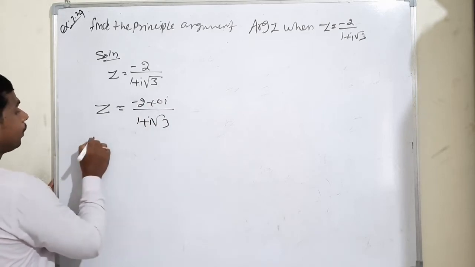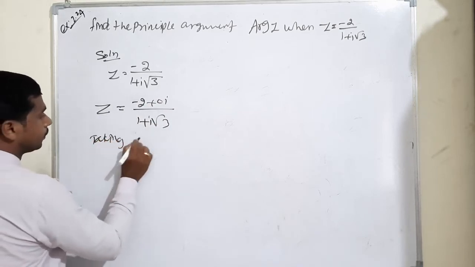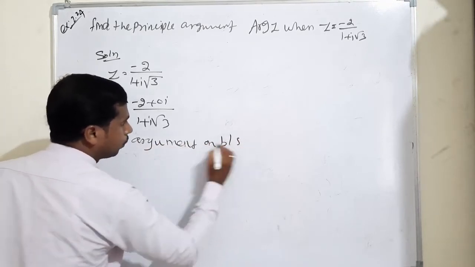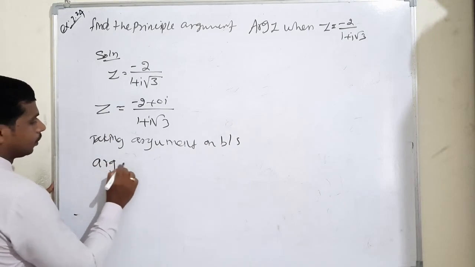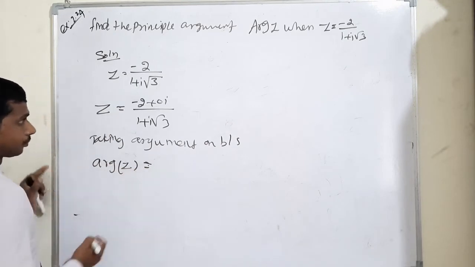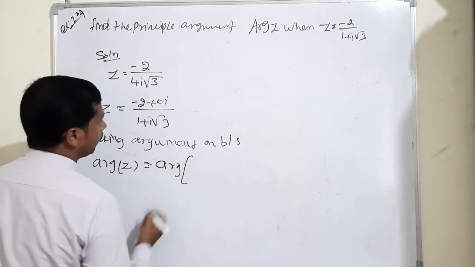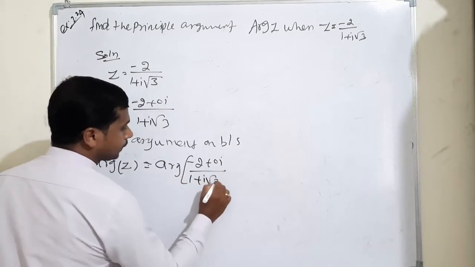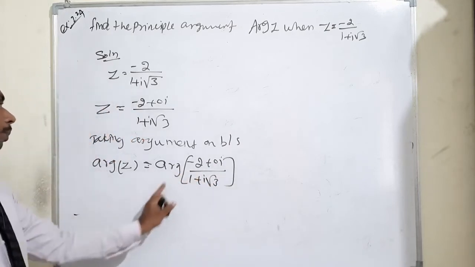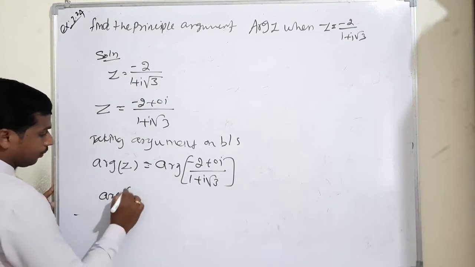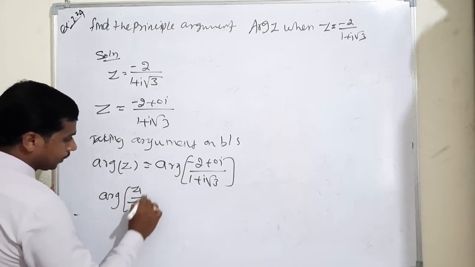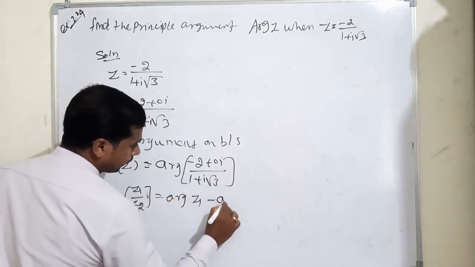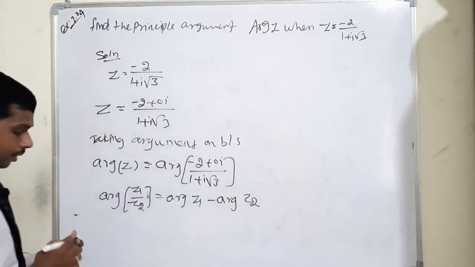Then taking argument on both sides, what will happen? So argument of z is equal to argument of minus 2 plus 0i divided by 1 plus i root 3. Already we know one property in argument: argument of z1 by z2 is equal to argument of z1 minus argument of z2, isn't it?